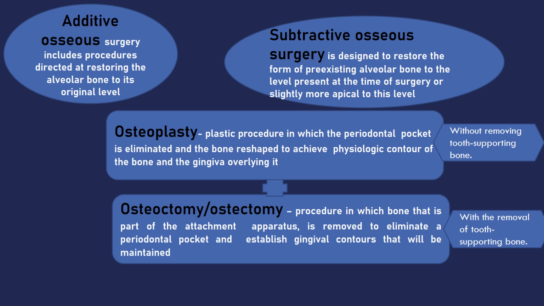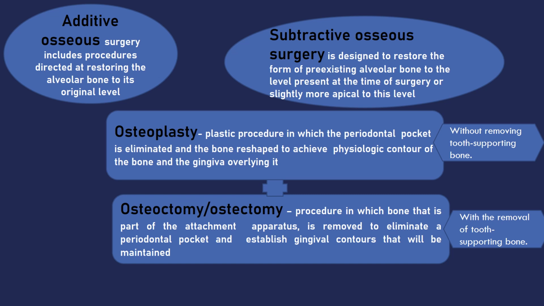Whereas subtractive osseous surgery is designed to restore the form of pre-existing alveolar bone, not to the original level. So we are just restoring the form of pre-existing alveolar bone to the level present at the time of the surgery or slightly apical. We are just reshaping or recontouring, making it favorable for proper periodontal and oral hygiene maintenance. There are two techniques under this, osteoplasty and ostectomy. One or both of these procedures can be used to produce the desired result.